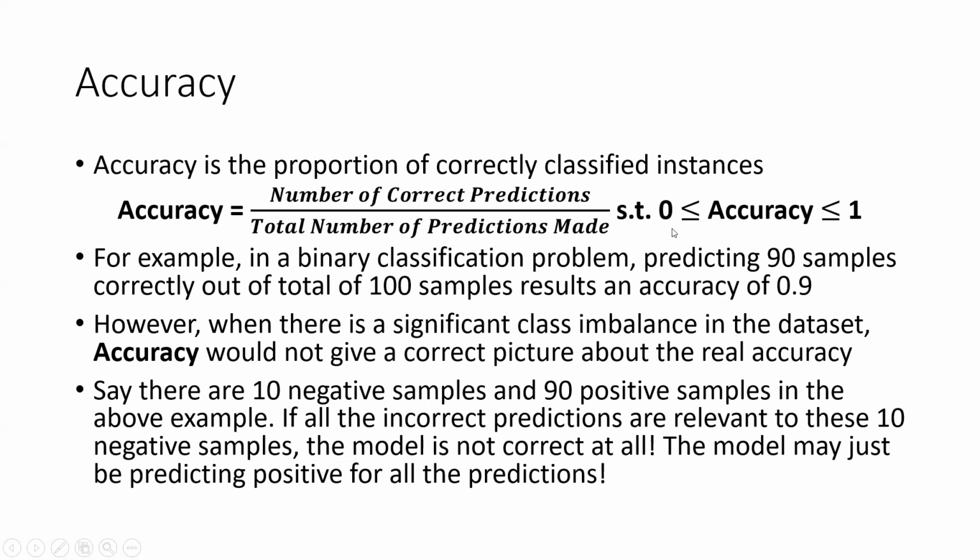So accuracy would be a value between 0 and 1, because 0 means no accuracy and an accuracy of 1 means 100% accurate. It is whatever the number of correct predictions is, divided by the total number of predictions. For example, in a binary classification problem, suppose there are 100 data points, and the model can predict 90 data points accurately, then the accuracy is 0.9, right?